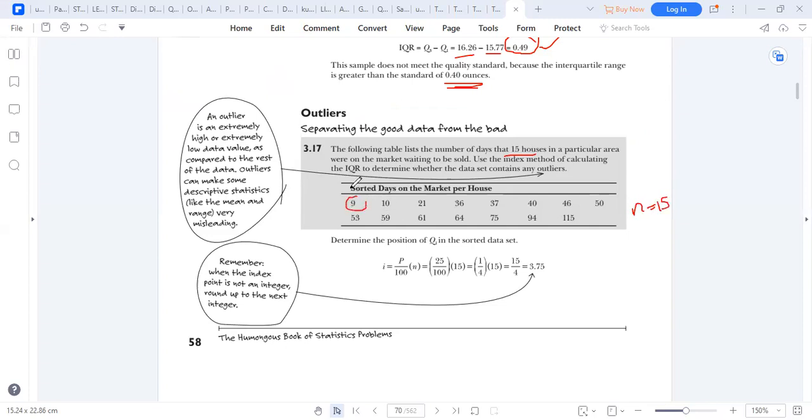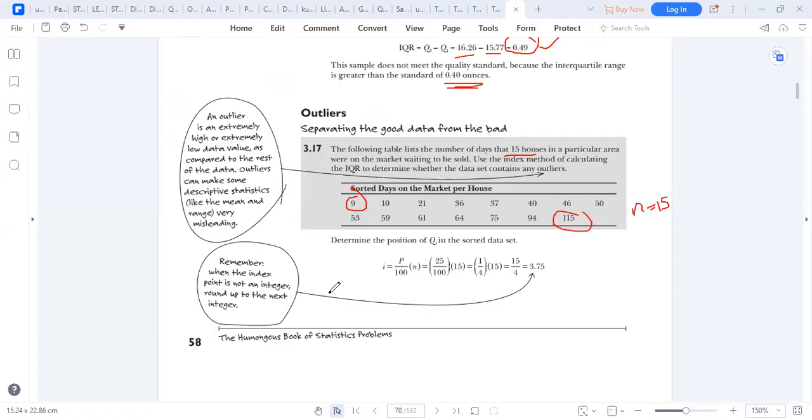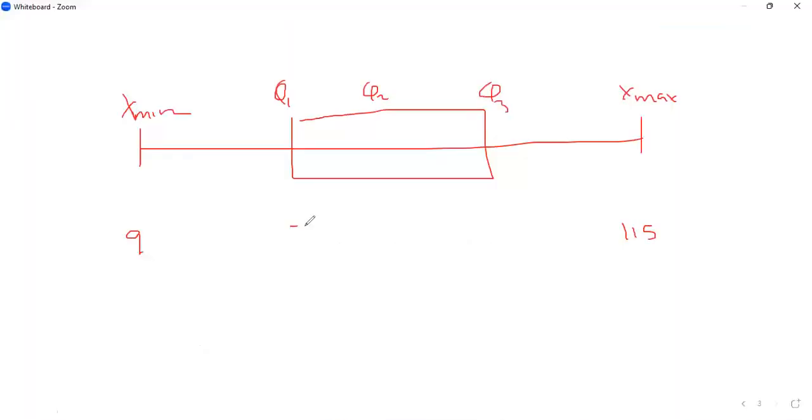The lowest value is 9 and the highest value is 115. So at least we have 2 values of the box whisker plot. So we have 9, we have 115. So we need to find the first quartile. So Q1 is what? A quarter of what? N. And our N is 15. So a quarter of 15 is 3.75. And we always round up. So this is the 4th position. So we count 1, 2, 3, 4. So 36 is our Q1. We'll put 36 here.